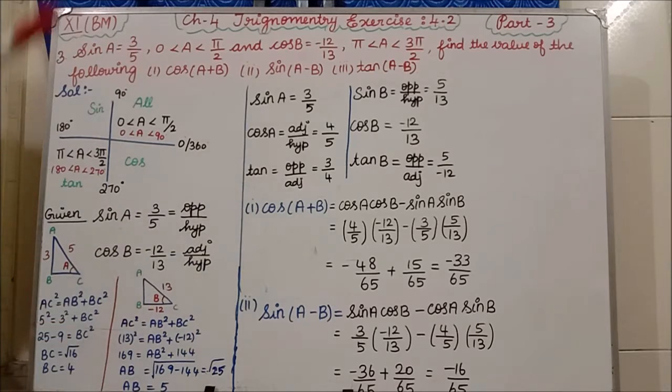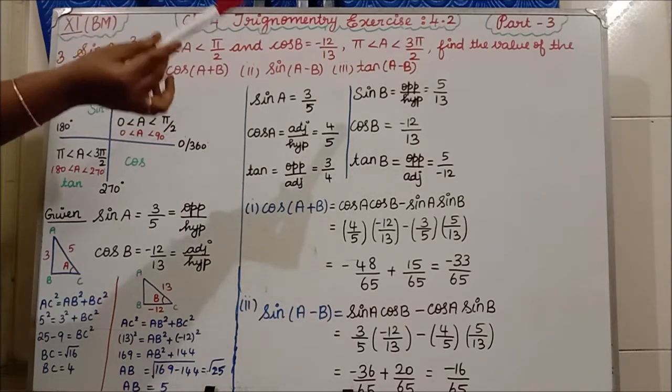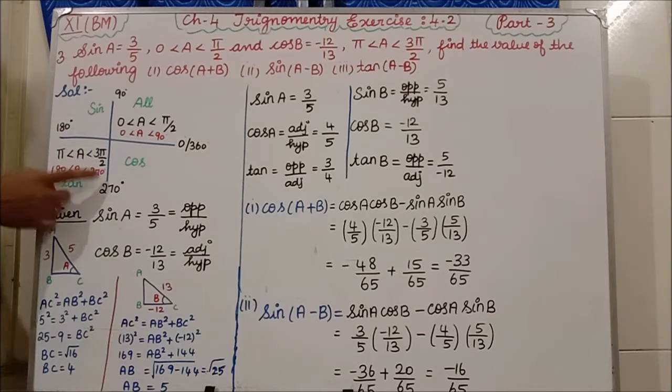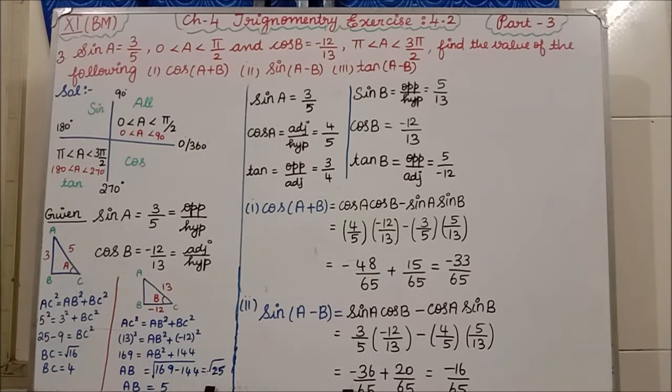Then next, what they have given in the question. Cos B equal to minus 12 by 13, and pi less than B less than 3 pi by 2. Pi means you all know it is 180 degree. 3 pi by 2 means what? 270 degree. 3 into 180 degree divided by 2, if you simplify, you will get 270 degree. I have written 180 degree less than B less than 270 degree. So which quadrant will this lie in? This will lie in the third quadrant. Clear all of you?